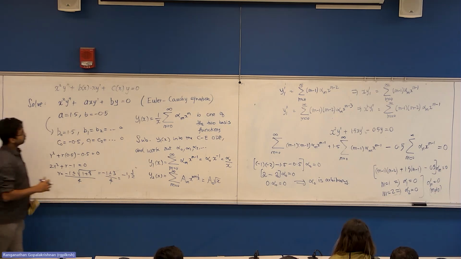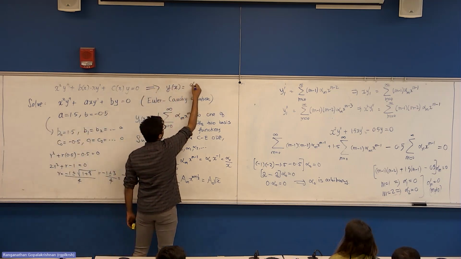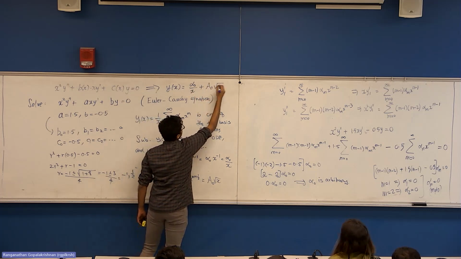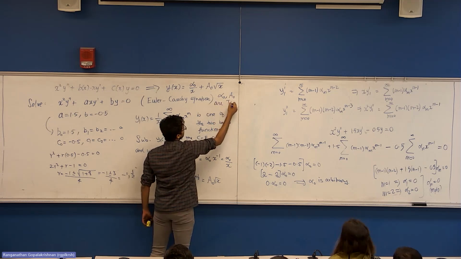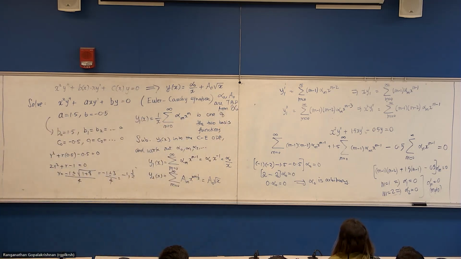So to put the closing screws, the solution to this equation is y of x equal to alpha naught over x plus a naught times square root of x, where both alpha naught and a naught are to be determined from boundary conditions.